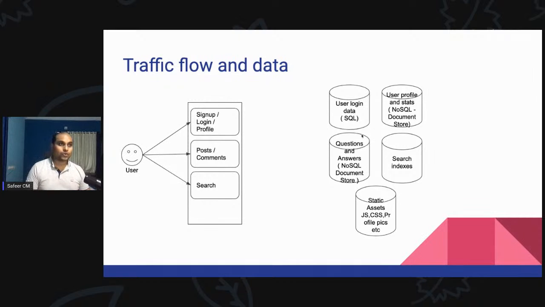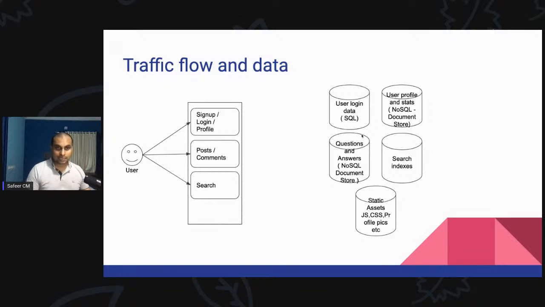So instead you could go with JSON files for each of the user profile, which could be a NoSQL document store. Again, questions and answers. So it is essentially a thread, right? Somebody asks a question, you keep answering. There are threads and subthreads. This can be very well represented using a JSON document. So we are again going to use a NoSQL JSON document store.